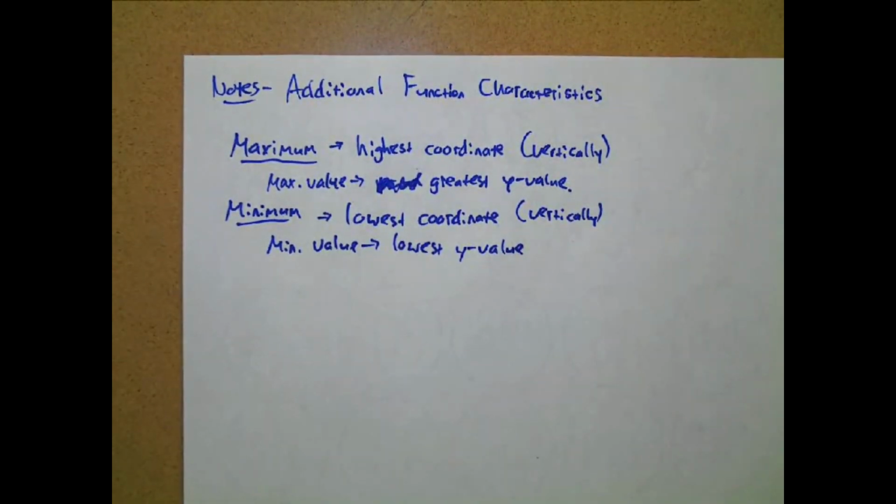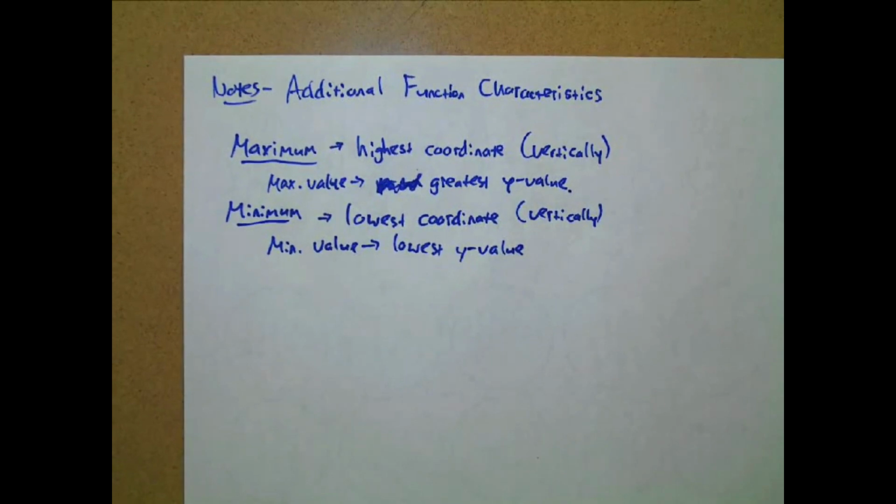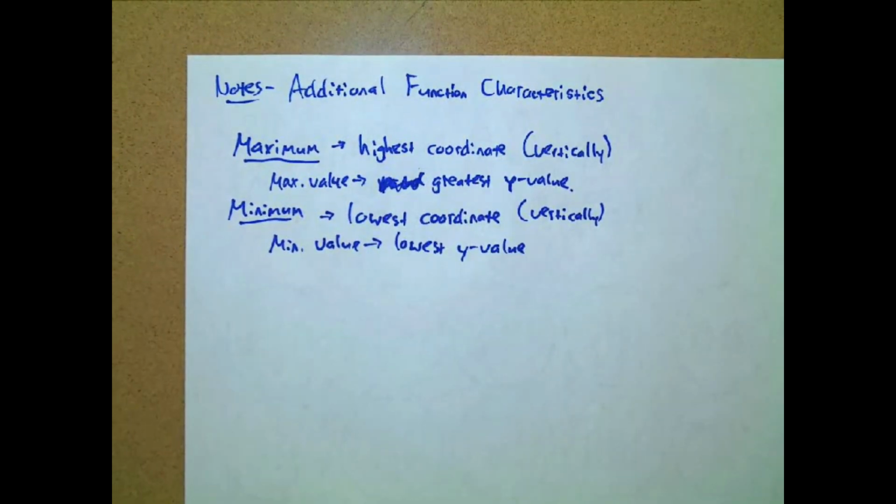Okay. No surprises there, right? We know what the word maximum is, we know what the word minimum is. But do be careful, the value refers just to the y value. Maximum value, highest y value. Minimum value, lowest y value. But the maximum and minimum, in my opinion, I refer to those as the coordinate. So maximum and minimum are points. Maximum value, minimum value, those are y values. Those are the y values for those points.